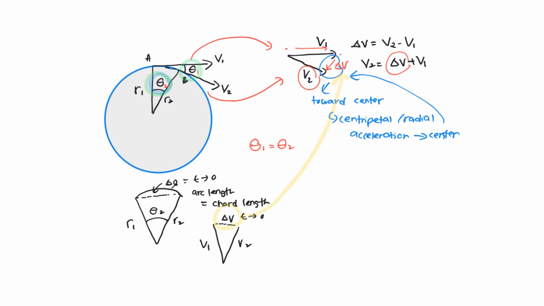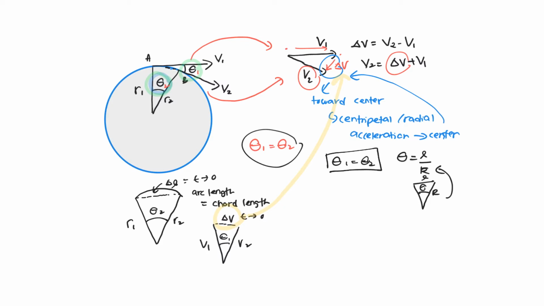Because the angle for both is basically the same, we are going to use this statement, theta 1 equals theta 2. Please remember the formula for the angle theta, which is equal to L divided by R. Just recall everything back. For example, for this angle theta, this is going to be L and this is R. So you're going to get this formula.